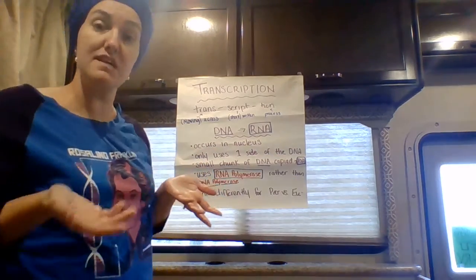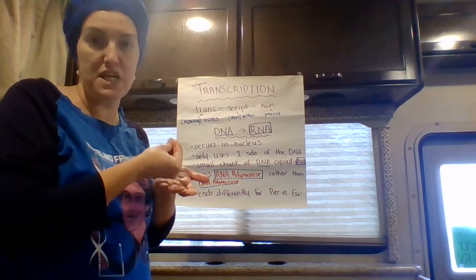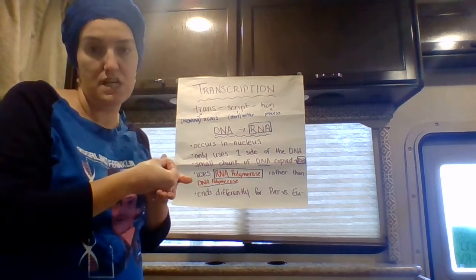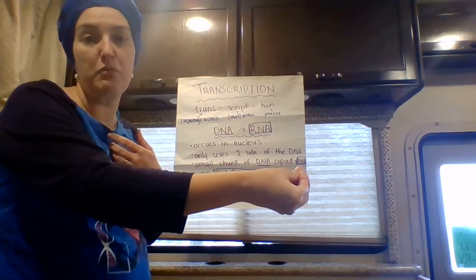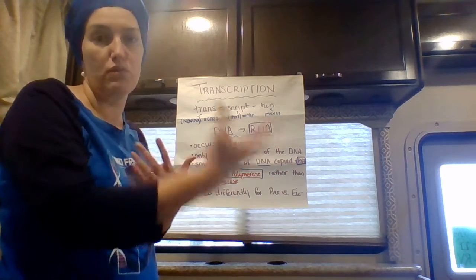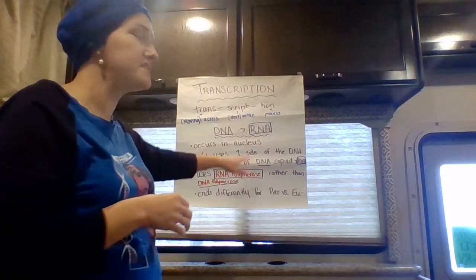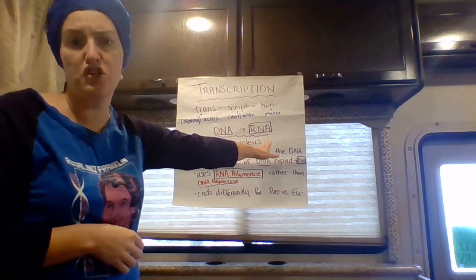Okay, and we know that that makes sense because you're taking the genetic code from the nucleus to the cytoplasm for the ribosomes. So that's what we're looking at. This is the process where DNA is creating RNA.